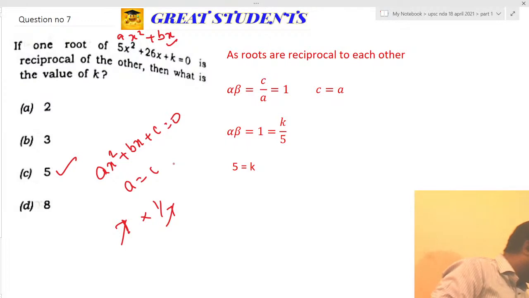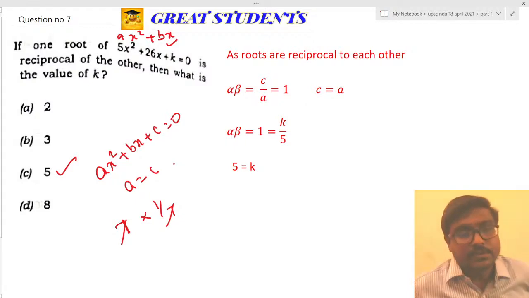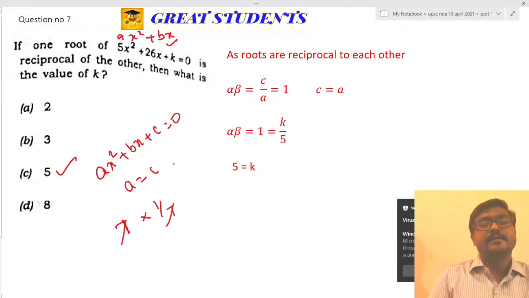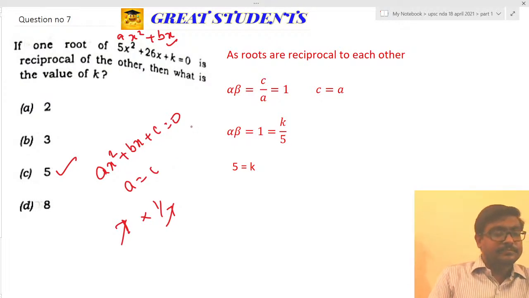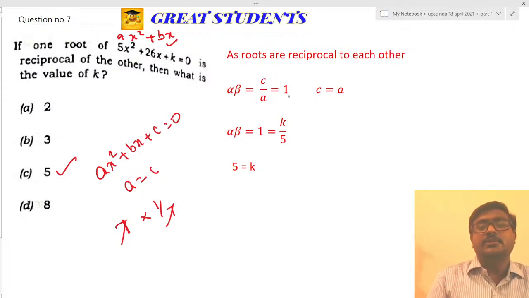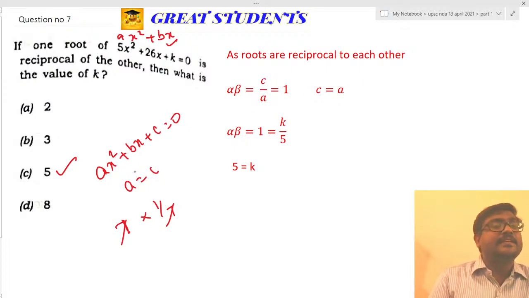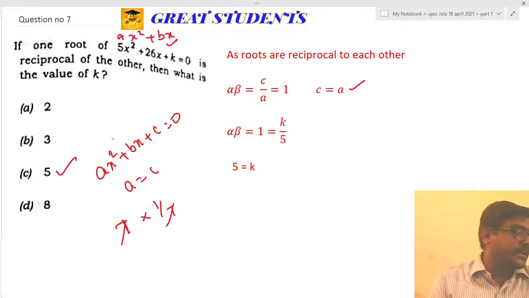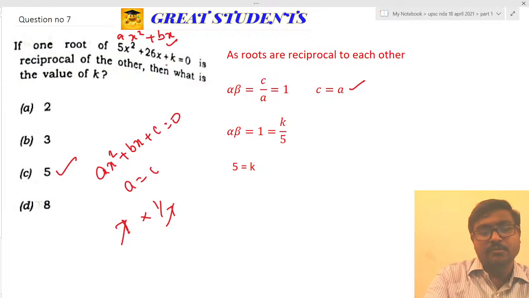Okay. So in the next question, here c by a equal to 1, so it becomes c equal to a. That's what I said theoretically: always c and a will be equal. From this only I said. So in our sum, alpha beta equal to c by a means k by 5 equal to 1. So now we will get k equal to 5. Okay, this is a straight sum. Next question we will move on.